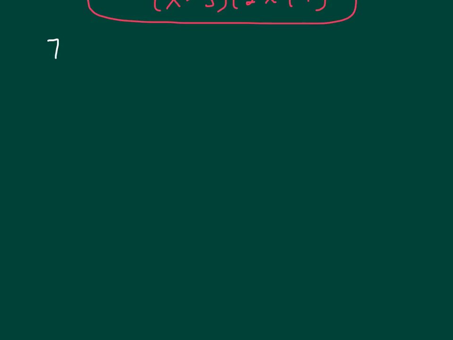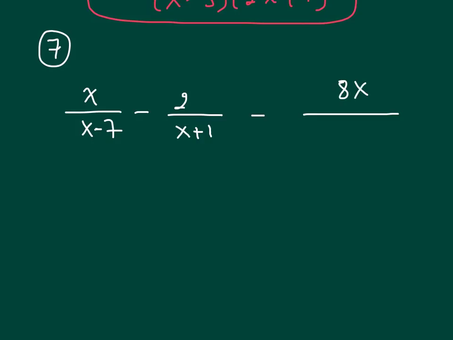Next, we're going to do number 7. Number 7, we have x over x minus 7. The next factor is 2 over x plus 1. And the last factor is going to be 8x divided by x squared minus 6x minus 7. Alright, we're going to look at those denominators and factor them. X minus 7 is already prime. X plus 1 is prime. This one here, what's the product of negative 7 and the sum of negative 6, is going to factor into x minus 7, x plus 1.